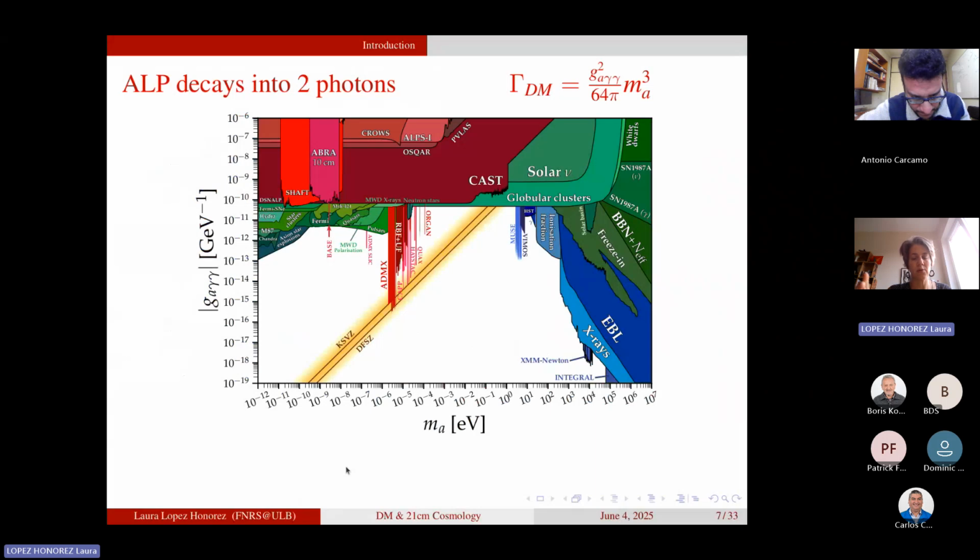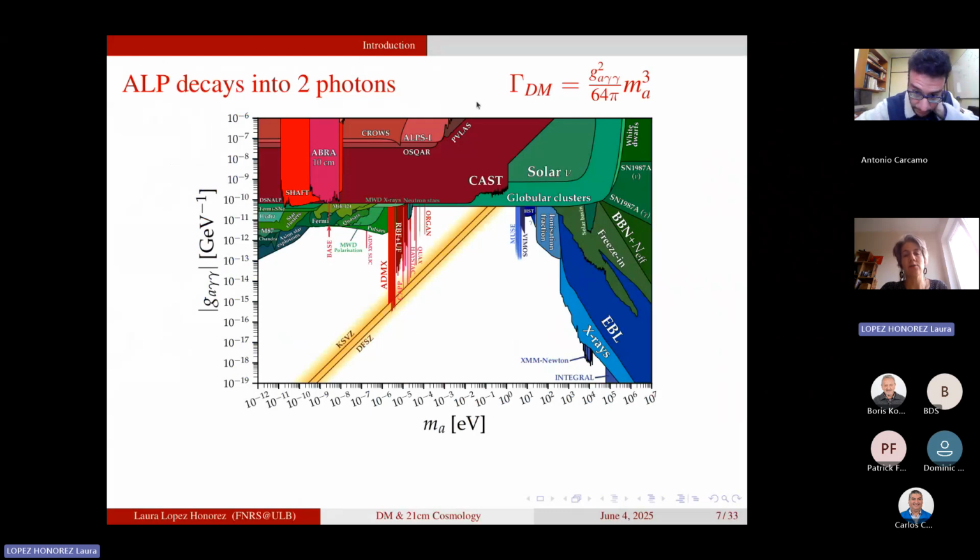Just to give you a more concrete example and tell you a little more on what I'm going to focus on, I'm going to really focus on decaying dark matter. And in particular, I'm going to show you that 21 centimeter cosmology is nice in order to get further constraints on an axion-like particle decaying to a pair of photons.